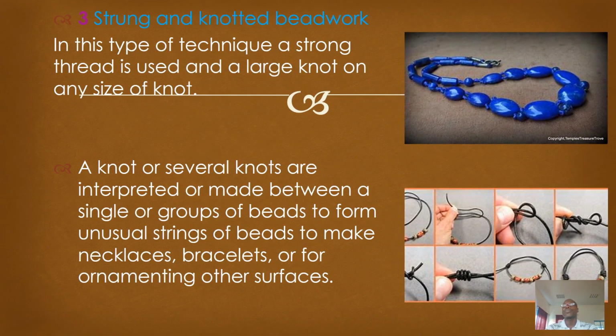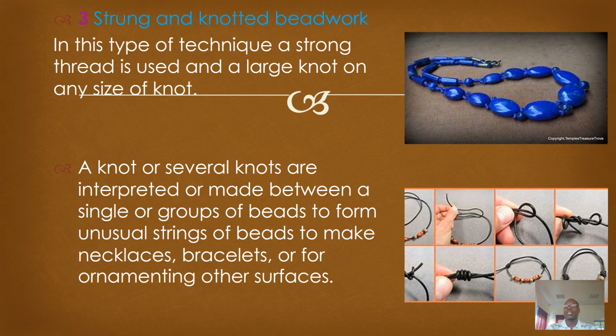We are using these illustrations here now to show you the length, the color, the shape, the varying shapes and sizes. The one above in blue can best explain what we have just demonstrated. A knot or several knots are made between a single bead or a group of beads to form a string of beads to make a necklace, all for ornamenting the body surface.